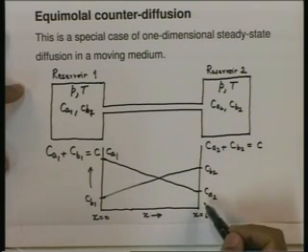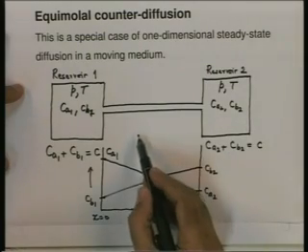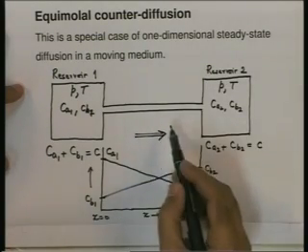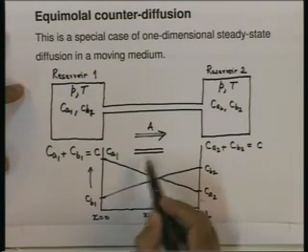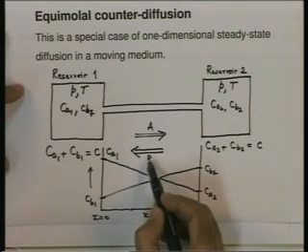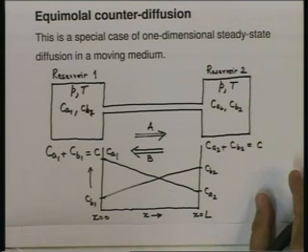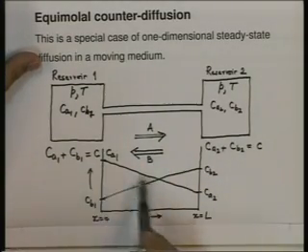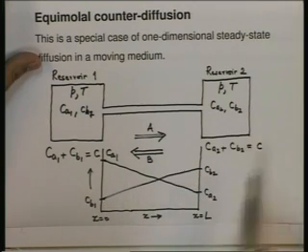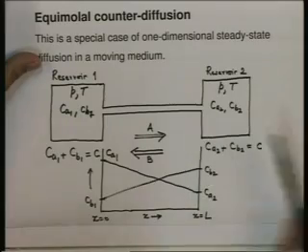The way we have assumed things, Ca1 is higher than Ca2, so there will be a diffusion of component A from reservoir 1 to reservoir 2, and there will be a diffusion of component B from reservoir 2 to reservoir 1. Our aim is to obtain relations for these rates of diffusion and also obtain relations for the concentration profiles in the duct connecting reservoir 1 to reservoir 2. We proceed as follows.